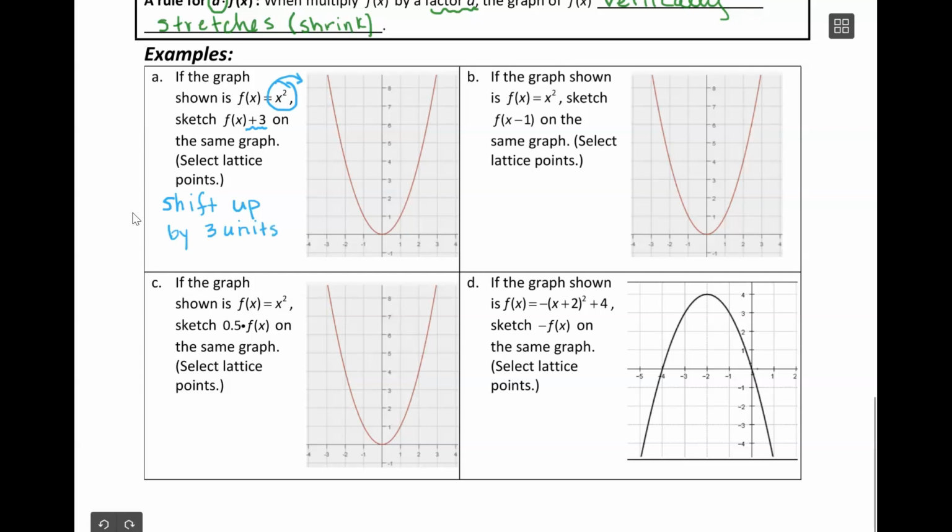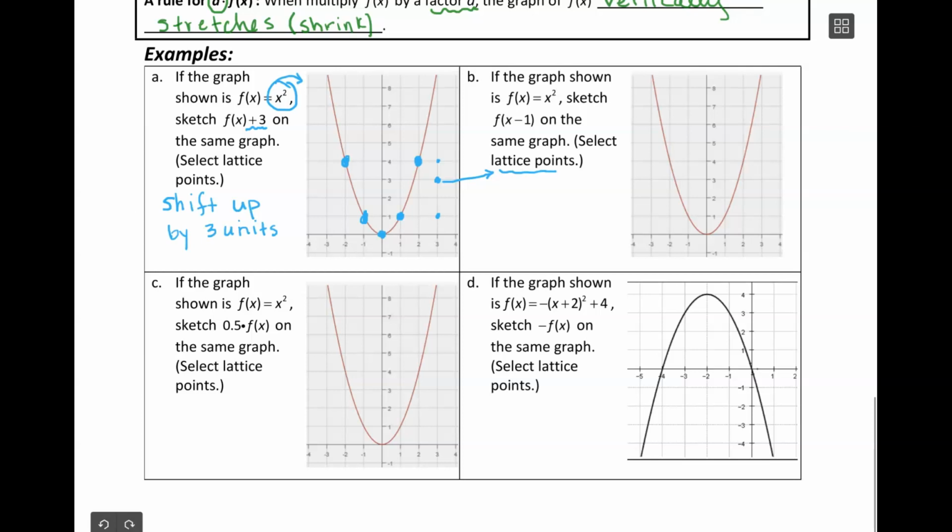It says to select lattice points. What lattice points are: do you see all these little intersections of where our grid crosses each other? That's called a lattice point. So these points are called lattice points. I want to find a point on my graph where, do you see here the origin, my red line goes through a lattice point. You want to pick about 4 or 5 of them. I can find 5 of them here. So those are my original points.